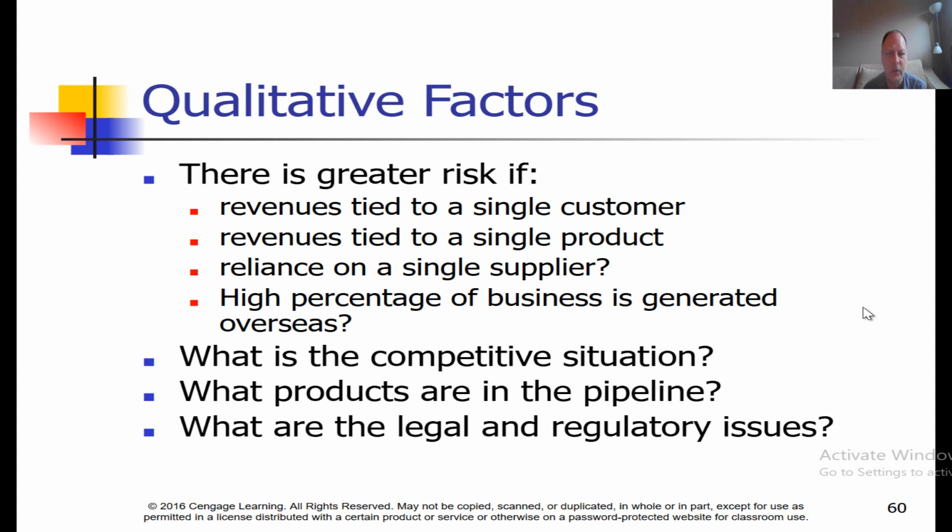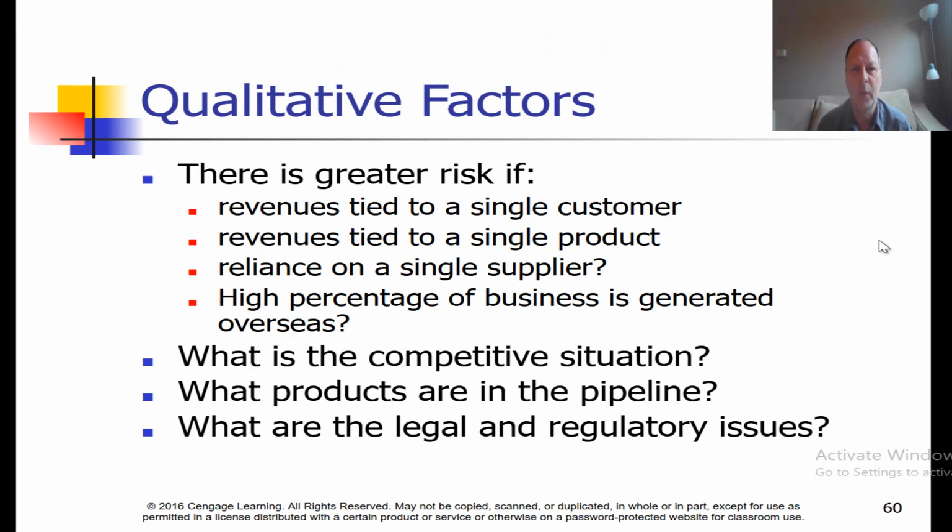What are the legal and regulatory issues? Lots of companies get sued and can run into bankruptcy. Examples of this would be silicone breast implants and things like asbestos in brake pads, which, for example, bankrupted Dow Corning and Abex Corporation.